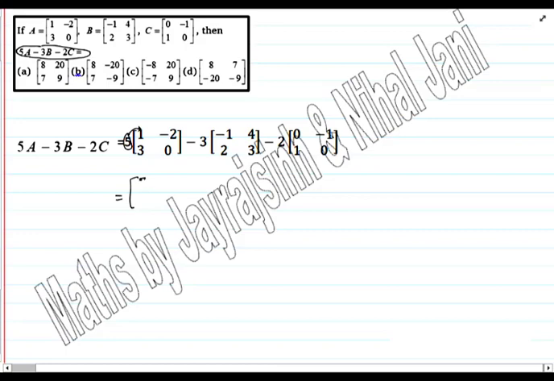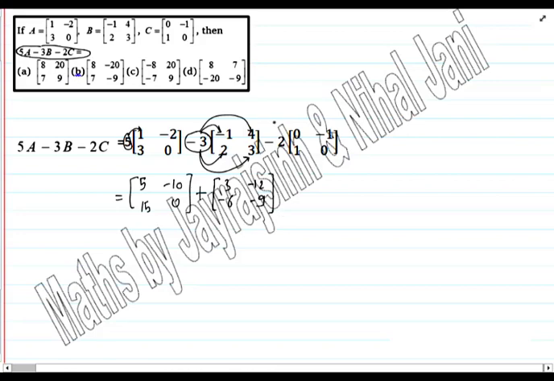5 into 1 will be 5, 5 into minus 2 will be minus 10, 5 3s are 15 and 5 zeros are 0. Now in the second term, I suggest we multiply minus 3 rather than 3 only, so it will become simpler addition of the matrix. So let's multiply minus 3 to the corresponding terms of the B matrix. Minus 3 minus 1s are 3, minus 3 plus 4s are minus 12, minus 3 2s are minus 6, and then minus 3 3s are minus 9.